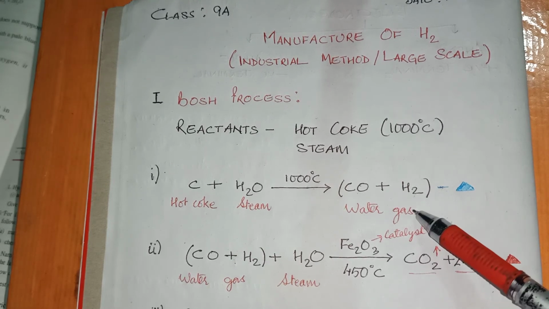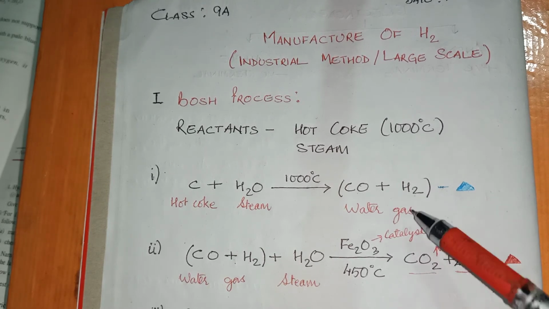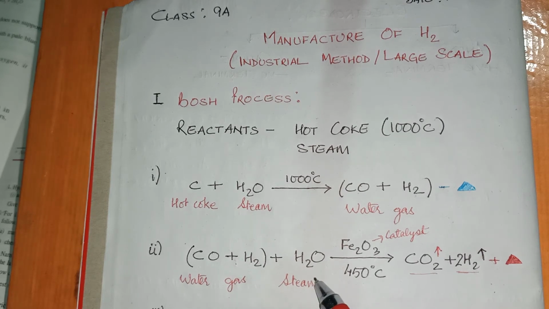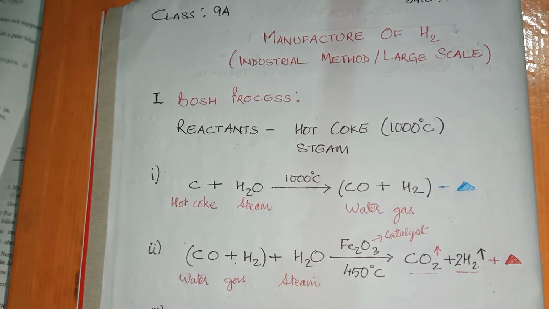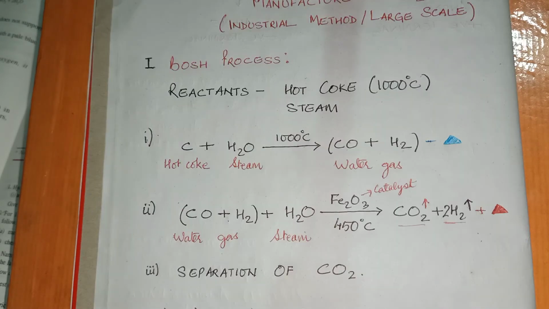The water gas which is produced in the first step has to be passed over excess steam using catalyst ferric oxide at around 450 degrees Celsius, as a result of which we will get two gases, and they are carbon dioxide and hydrogen gas. Now after this we move on to third stage.